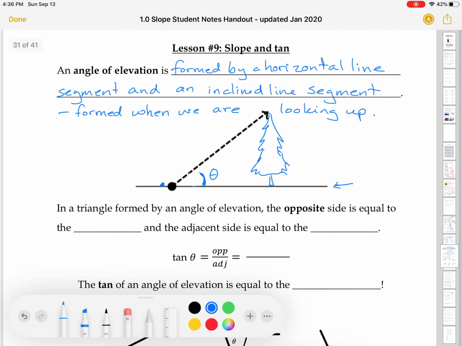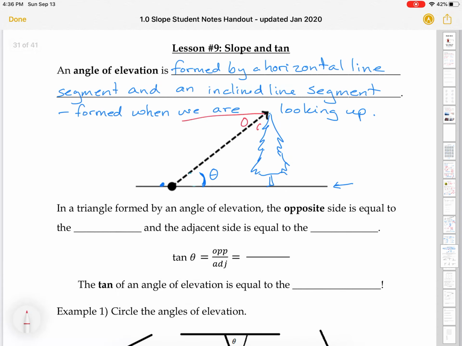Now we have a similar angle in the top, right in here, that is called the angle of depression. This would be our angle of elevation. So if you had a bird on the top of the tree looking down at the ant, you would be able to form an angle of depression looking down.